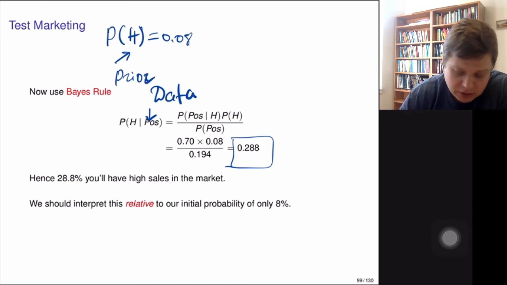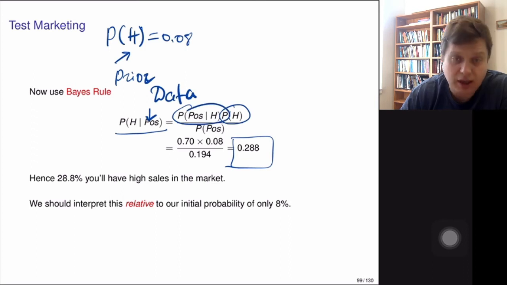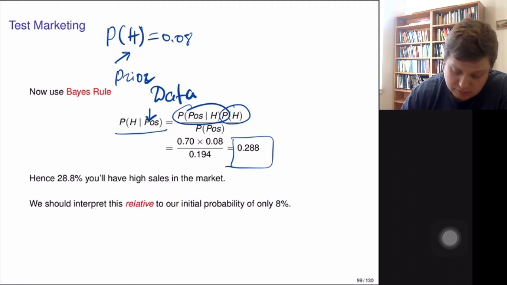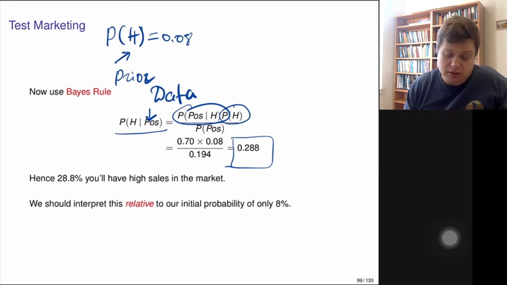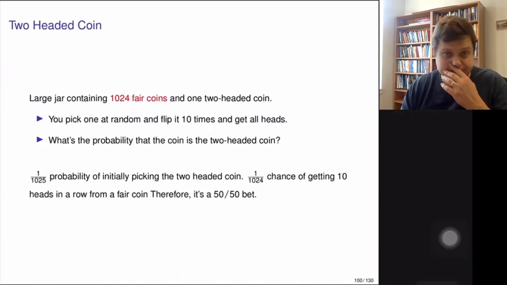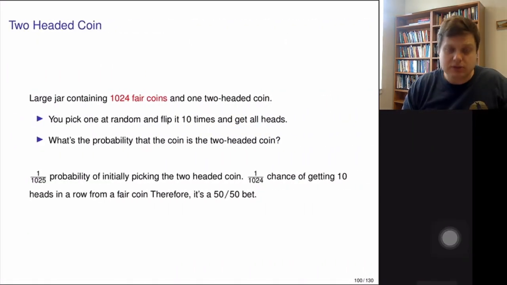And the Bayes rule allows us to combine the prior information and the data to calculate the posterior probability of the product having high sales. And again, it went up. This reflects how we update our probability about seeing high sales for this specific product. Okay, so let's look at another example.